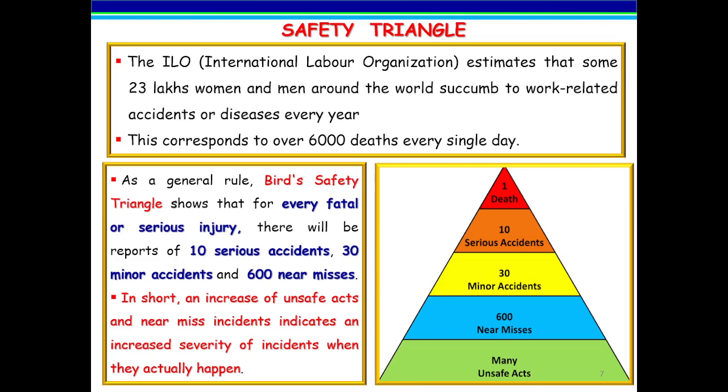In other words, an increase of unsafe acts and near miss incidents indicates an increased severity of incidents when they actually happen. Hence, we need to be more careful and do root cause analysis for all the incidents, including the near misses too. Eliminate the root causes, ensure they do not happen again. Also verify the effectiveness of corrective actions and ensure the corrective actions are in place and sustained.